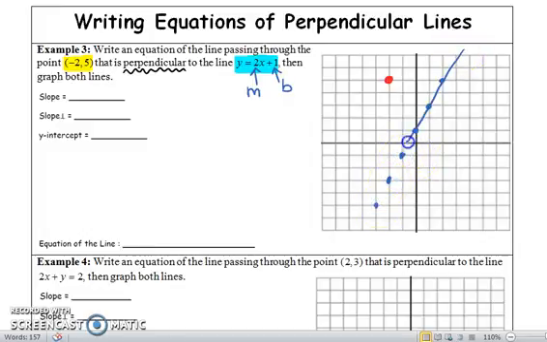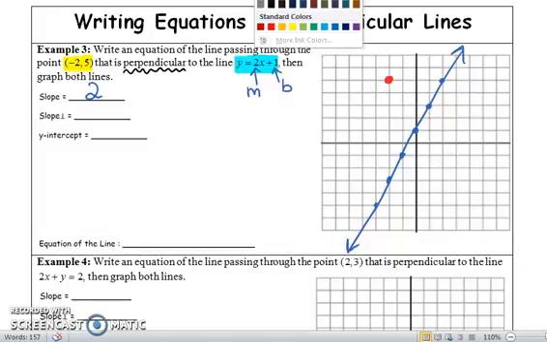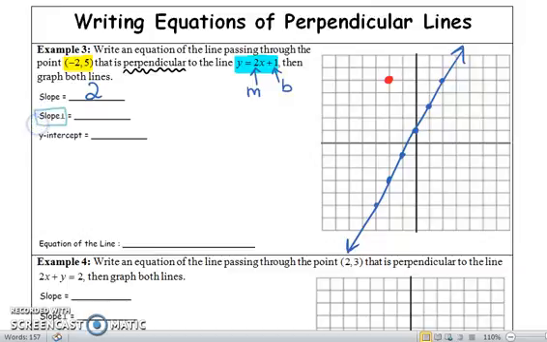That's the line that's given to us. And we want to find the equation of the line that's perpendicular and runs through this point. So right now, if the slope of the line that's given is 2, we have to ask ourselves, what would be the slope of the line that's perpendicular to that?